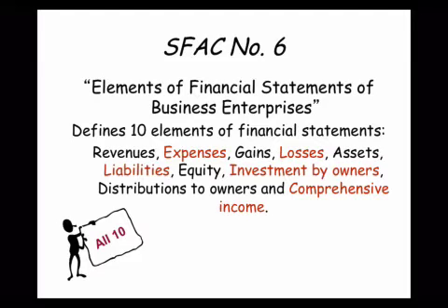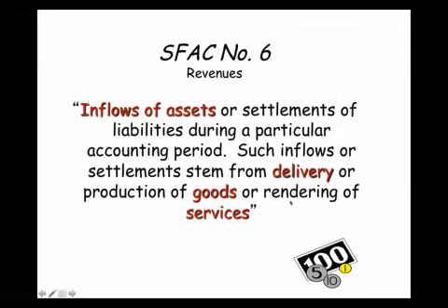Number 6 defines the elements of the financial statements, and those elements are listed here. They are revenues, expenses, gains, losses, assets, liabilities, equity, we're talking about owner's equity, investments by owners, distributions to owners, and comprehensive income. So number 6 defines revenues as inflows of assets or settlements of liabilities that occurred during a particular accounting period. So these cover a period of time.